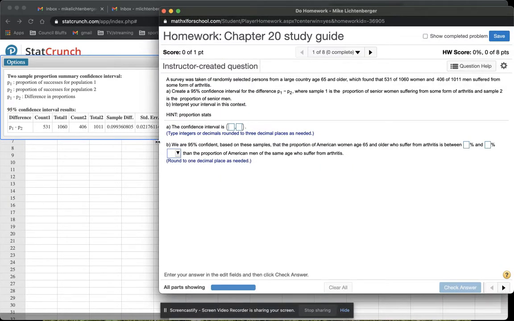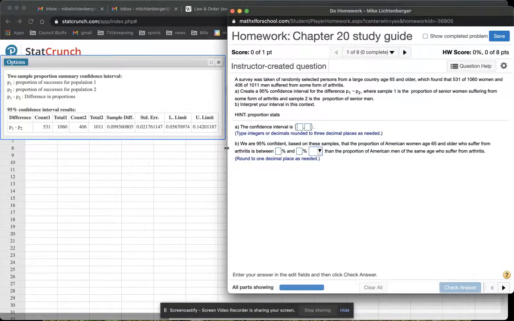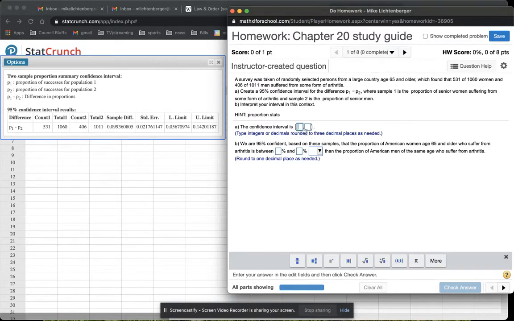So let me make this screen a little smaller. So type integers or decimals rounded to 3 decimal places as needed. So that's going to be 0.057 if we round it. And this one's going to be 0.142. Okay.